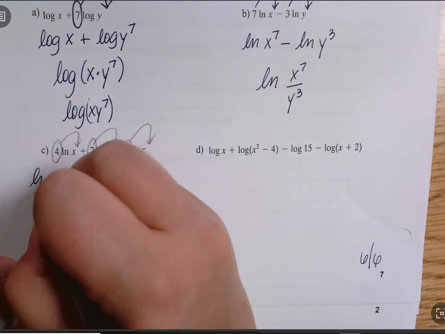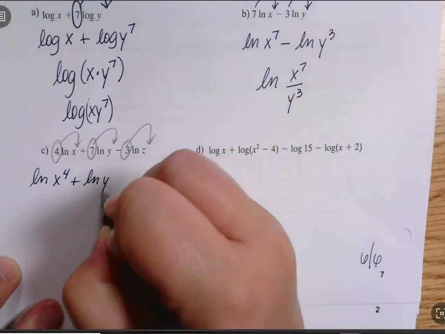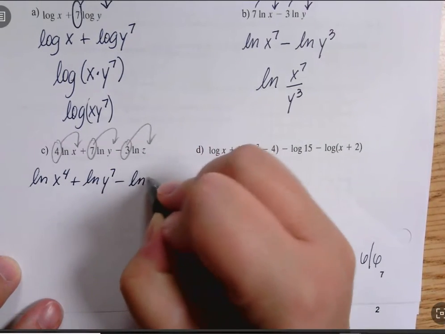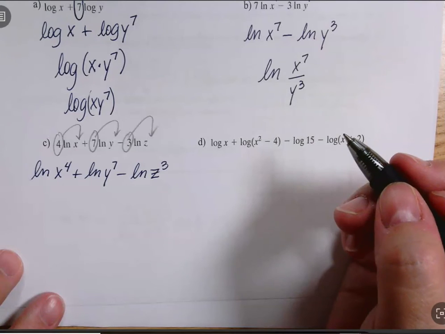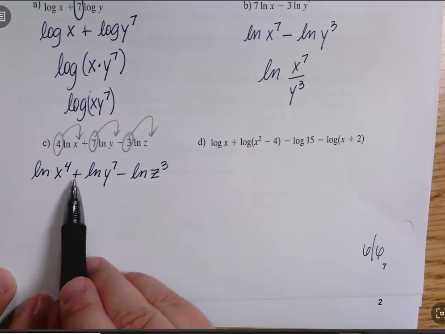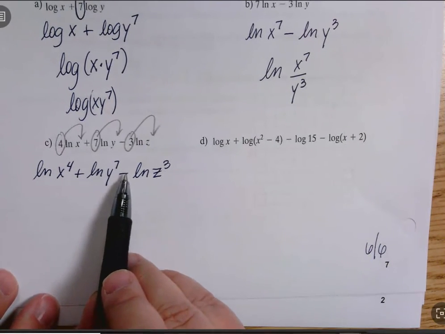So natural log of x to the 4th plus natural log of y to the 7th minus natural log of z to the 3rd. Now, what do we take care of next? Because what comes first, addition or subtraction? Think about order of operations.